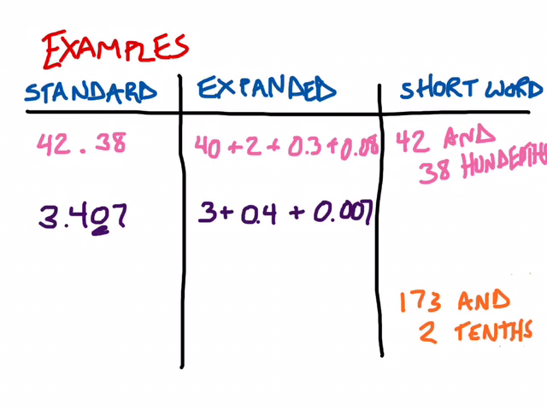In short word form, we're going to call that 3, and for our decimal, 407 thousandths, because it ends in the thousandths place.